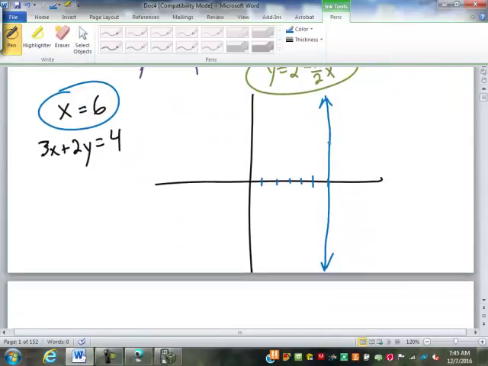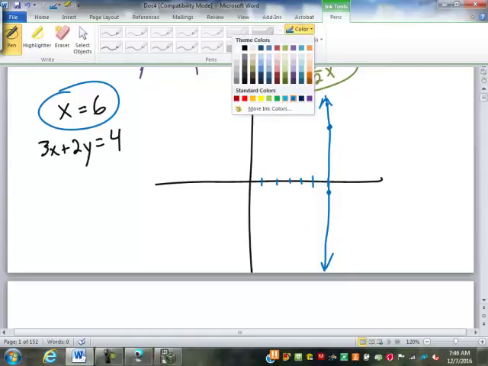And if we look at that, at every point on there, x does equal 6. This would be x equals 6, y equals 4; x equals 6, y equals 6; x equals 6, y equals -1. Every point on there, x equals 6. And that's all that's saying: the x coordinate is 6. We don't care what the y coordinate is.